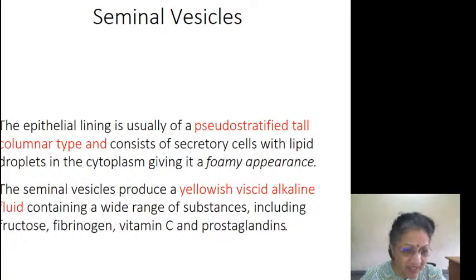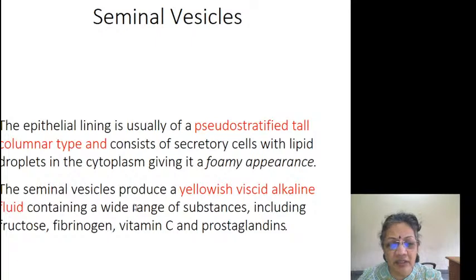So what we see is that the seminal vesicles are this pair of glands behind the bladder. The epithelial lining is of a pseudostratified tall columnar type and consists of secretory cells. And secretory cells are usually of a columnar type, as we have seen. In the cytoplasm, you have lipid droplets, giving it a foamy appearance. This we will see only under high power. I don't have a slide of that, but remember that it is pseudostratified tall columnar type of epithelium.